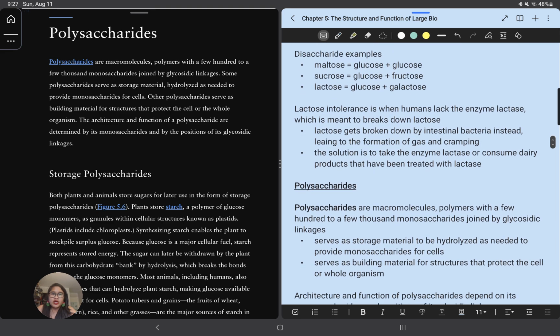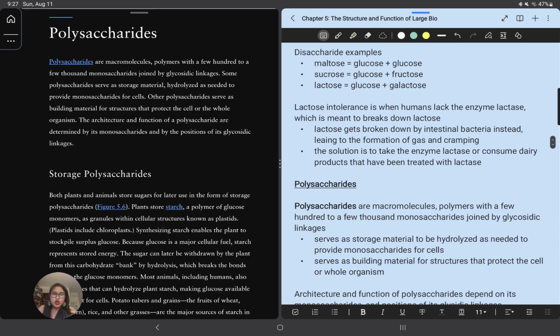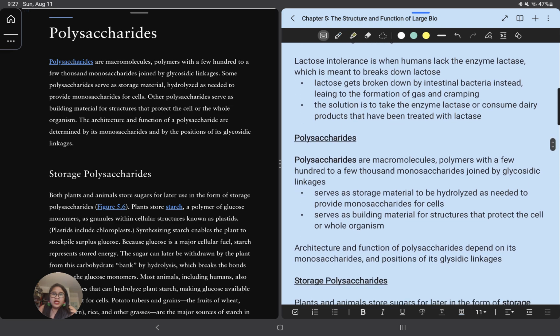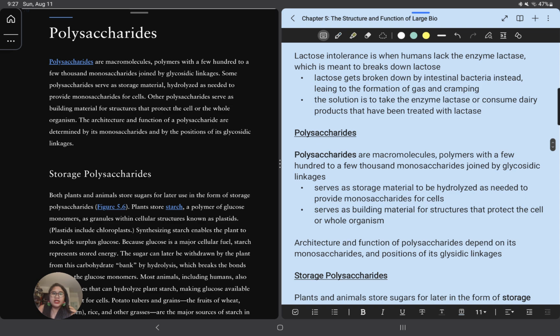Examples of disaccharides include maltose, which is 2 glucoses together, sucrose, which is glucose and fructose, and lactose, which is glucose and galactose. Lactose intolerance is when humans lack the enzyme lactase, which is meant to break down lactose. Lactose gets broken down by intestinal bacteria instead, leading to the formation of gas and cramping. The solution is to take the enzyme lactase or consume dairy products that have been treated with lactase.